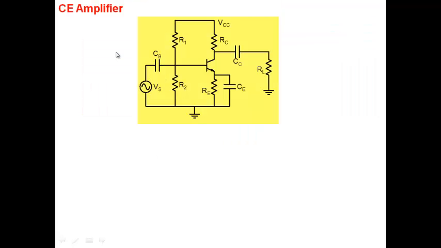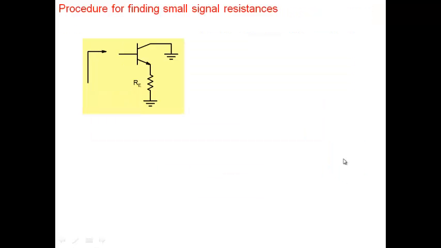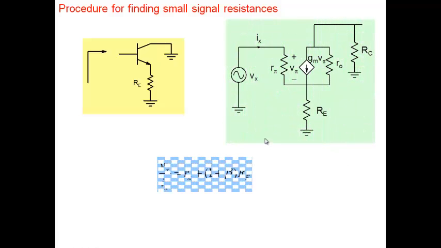resistance here. In the same way, using the same procedure, you can show this. If you want a resistance between here, you attach a source Vx, and there will be a current Ix going, replace it by the hybrid pi model, solve it, and you'll get this value. As simple as that: R pi plus RB divided by (1 plus beta). So these are useful results.